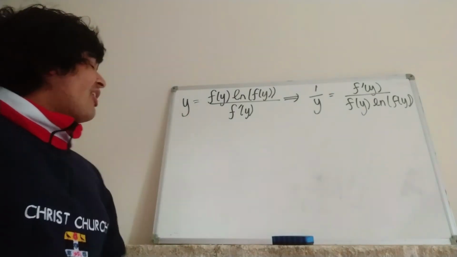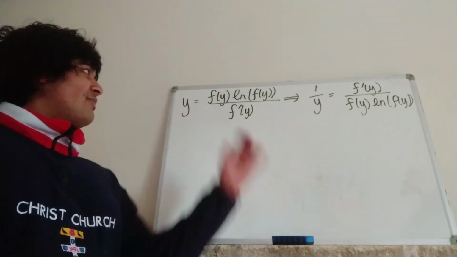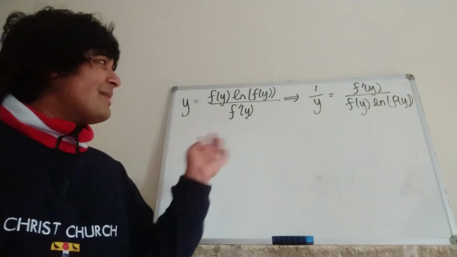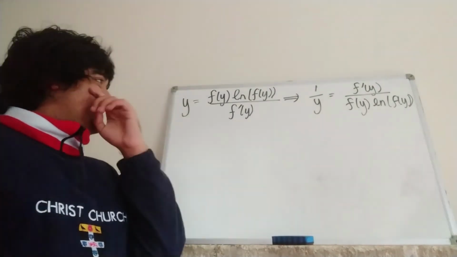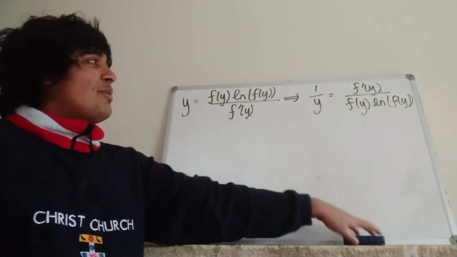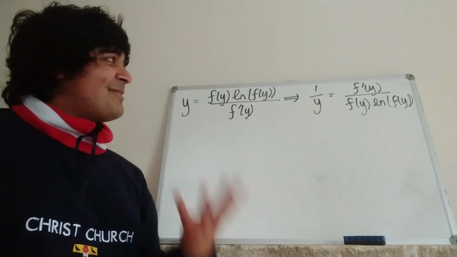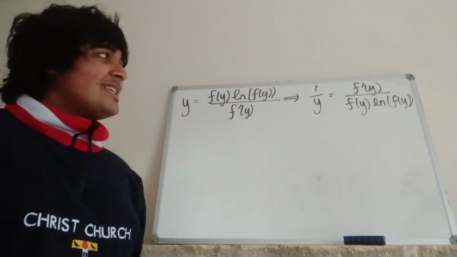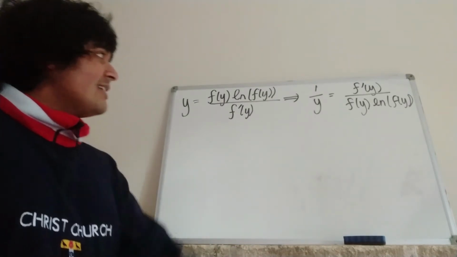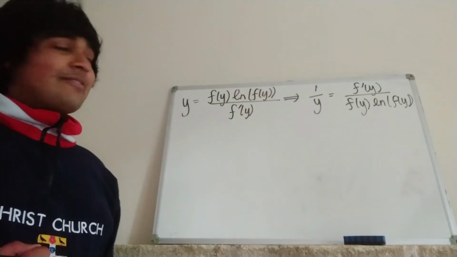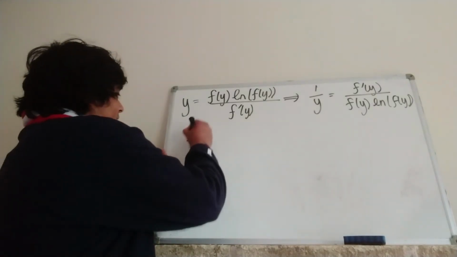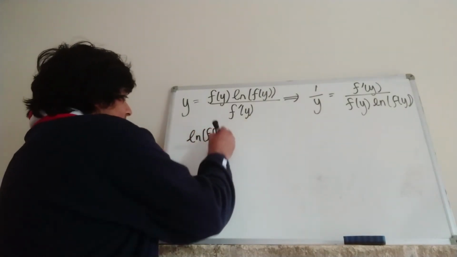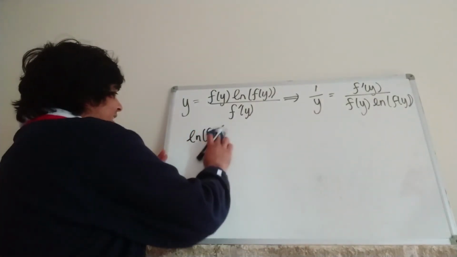Okay, so we just showed that y equals f of y times ln f of y divided by f prime of y, but what I meant to write down was the reciprocal of this equation here. So obviously 1 over y equals f prime of y divided by f of y times ln of f of y. And now you might wonder how we have to solve this, or we're just going to integrate both sides. So if you integrate the left hand side, that's just going to give us an ln of y, sorry, not ln of f of y.